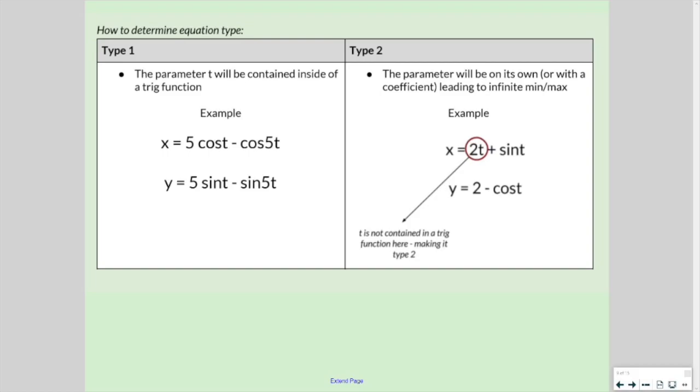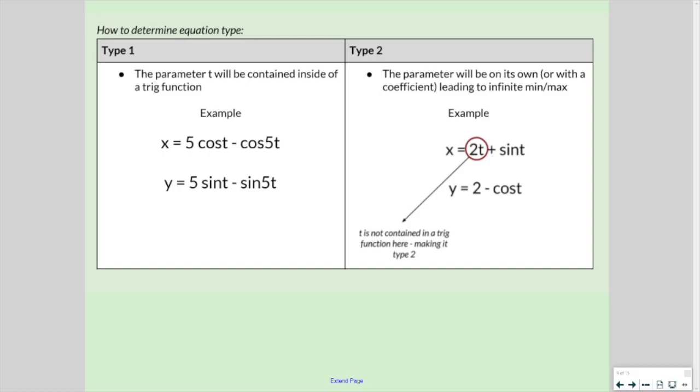So page 4 of the note packet has instructions on how to find the window values for t, x, and y, depending on the type of equation you have. So the first thing you need to do when you're asked to graph a parametric equation is to determine if it's type 1 or type 2.